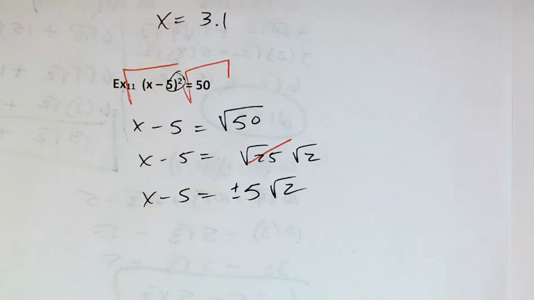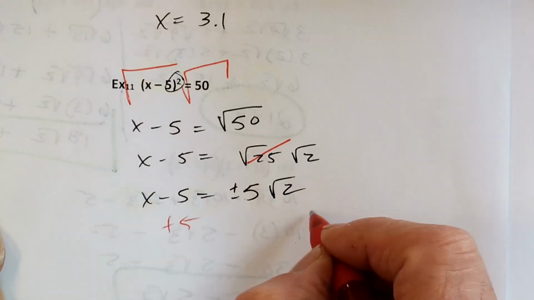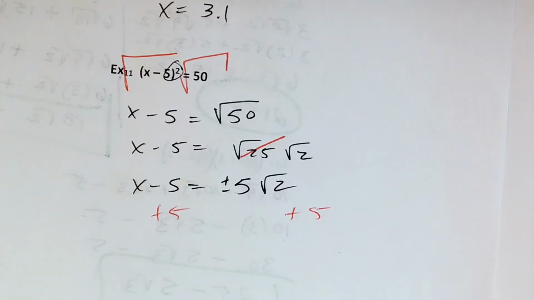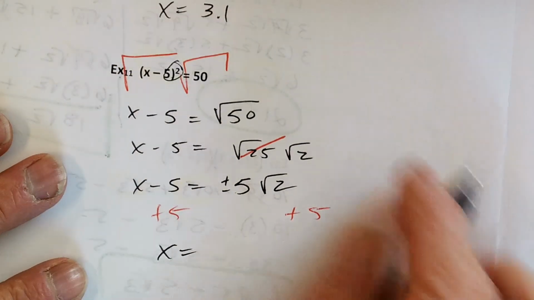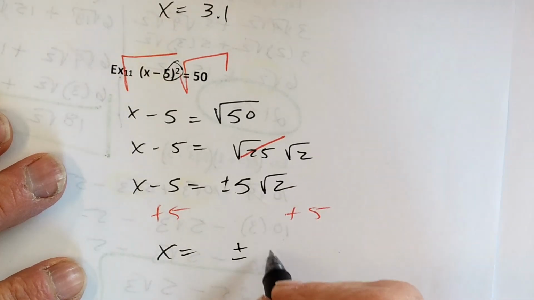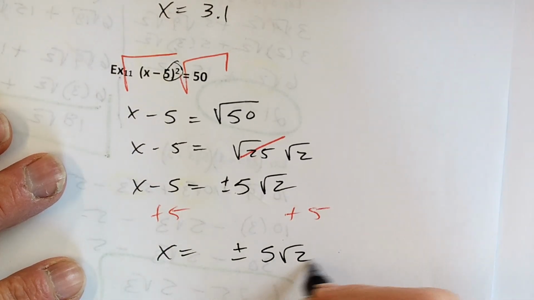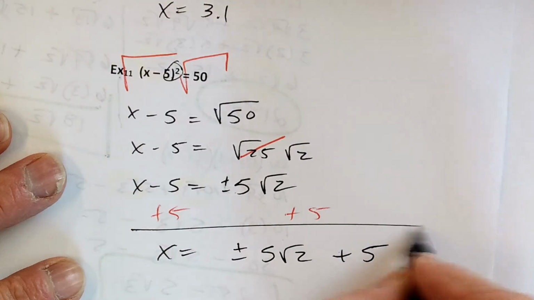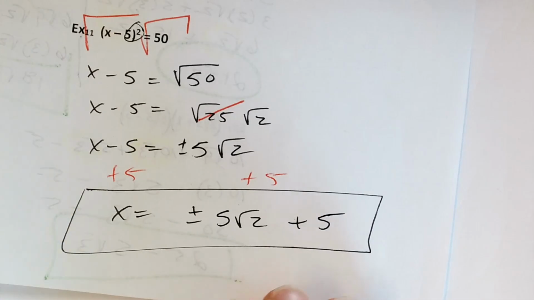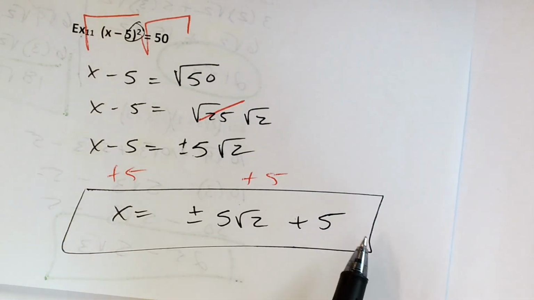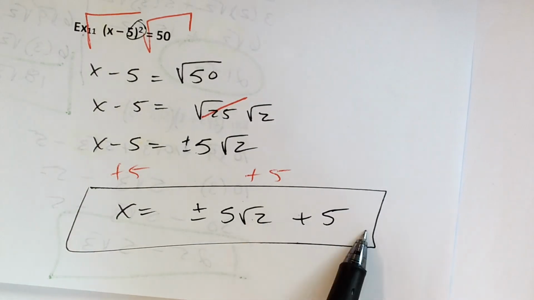And the last thing we do is just go plus 5 to both sides. Now wait a minute, I can't add these because they are different. So it's a weird looking answer, but that is your answer. I'd like to, but that's square root of 2 and that's not.